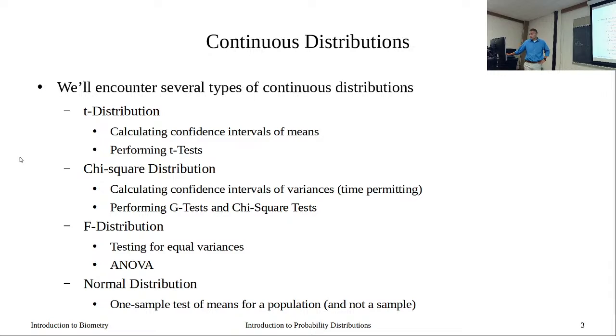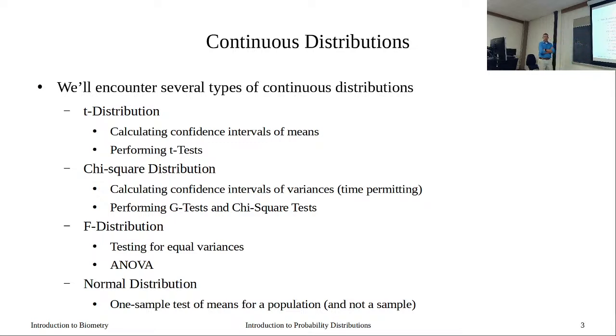All right, so continuous distributions that we'll see include the t-distribution, the chi-square distribution, the F-distribution, and the normal distribution. The t-distribution is used for doing a t-test, Student's t-test. All right, we'll introduce you to that. But we also use a t-distribution when we calculate 95% confidence intervals. All right, so when we get to the confidence intervals, I'll introduce the t-distribution. The chi-square distribution is used when we perform a G-test or a chi-square test. Both of these, G-test and chi-square test, are goodness of fit tests.